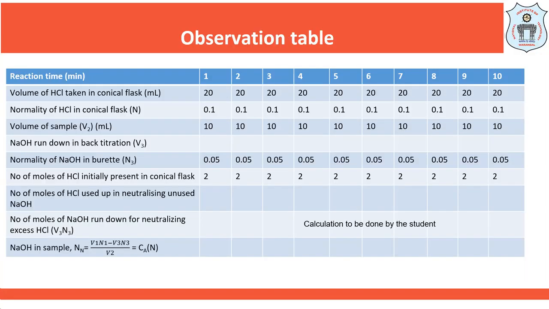And what is the volume of the sample taken from the reactor? It is common, again 10 ml for all. And we are doing titration against NaOH. What is the volume run down in the back titration? It is V3. We will determine it through the experiment. Obviously, the amount of NaOH required to neutralize it is going to increase with the increase in time. So from a lower end point to a higher end point we will be moving.